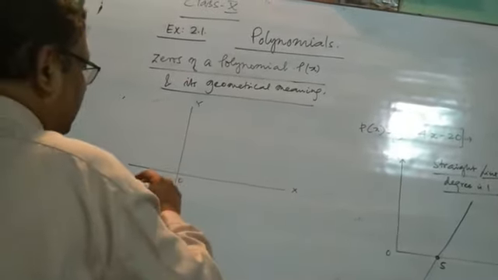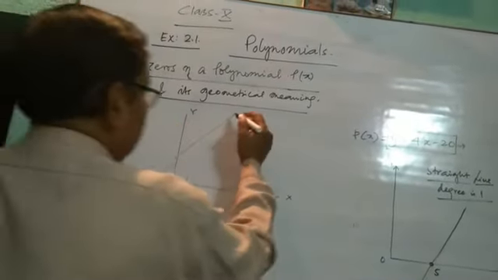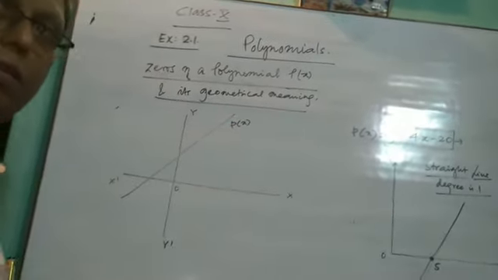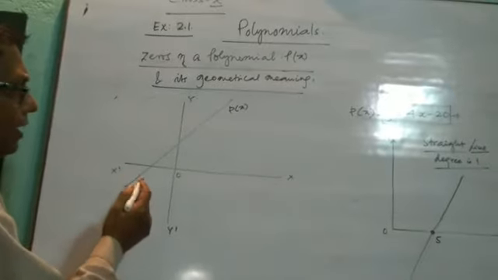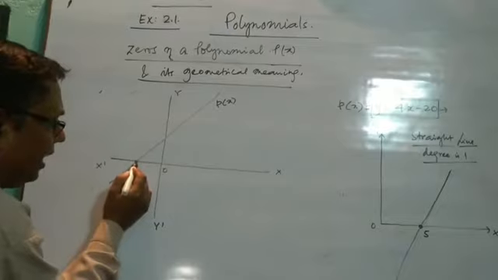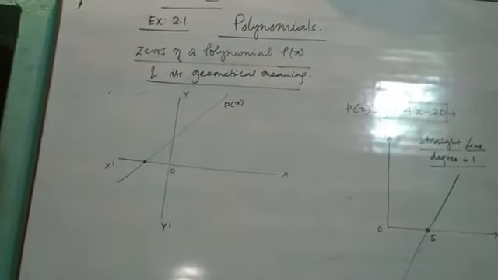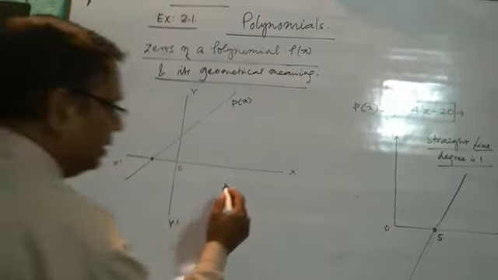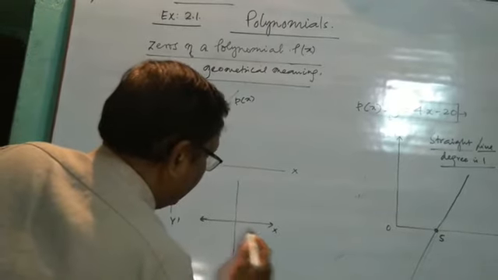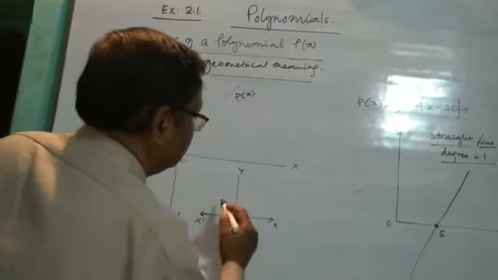Now suppose this is a line, this is a polynomial p(x), a linear polynomial. Now, in how many points is this polynomial intersecting the x-axis? Definitely at a single point. So how many zeros does this polynomial p(x) have? One zero. Say the second example, x'ox and yoy'.